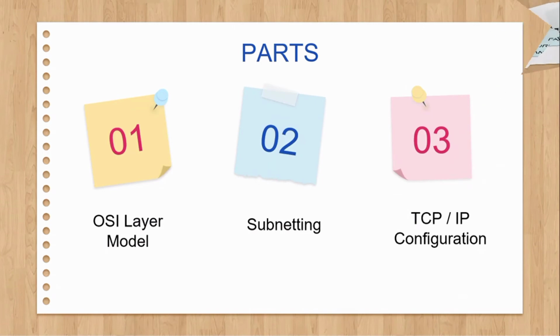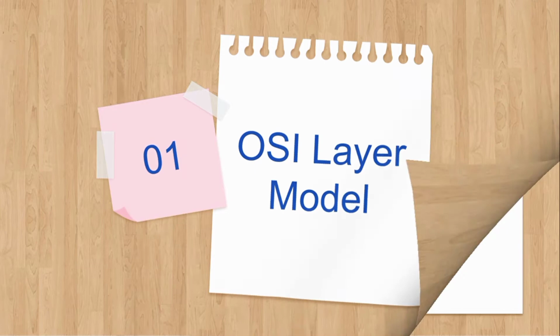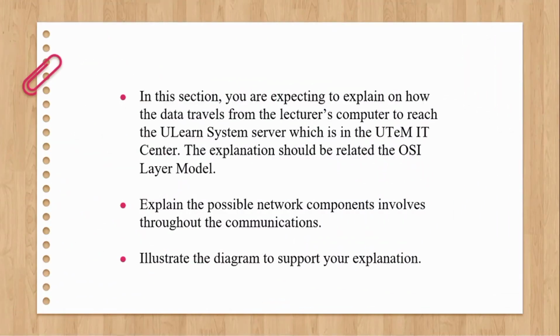There are three parts of this project, which are OSI layer model, subnetting calculation, and TCP/IP configuration. OSI layer model. In this section, we are going to explain how the data travels from the lecturer's computer to reach the ULAN system server, which is in the UTEM IT Center.